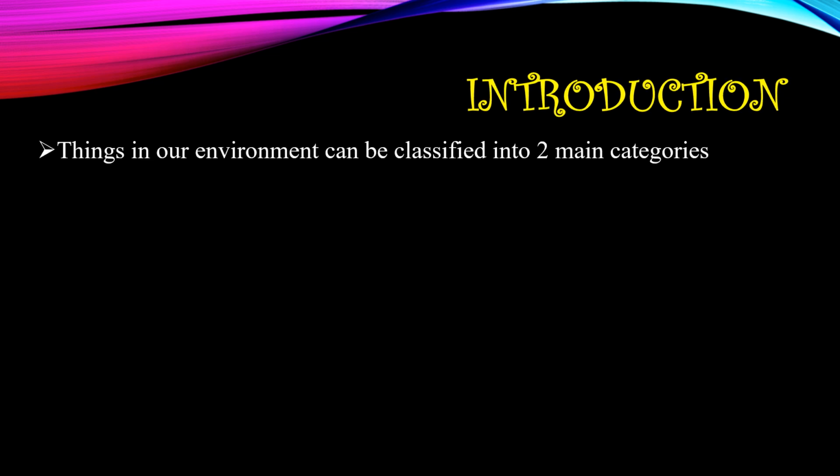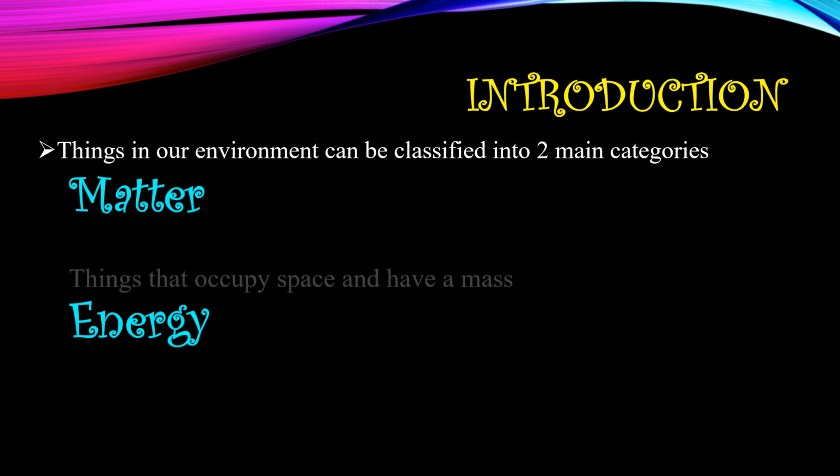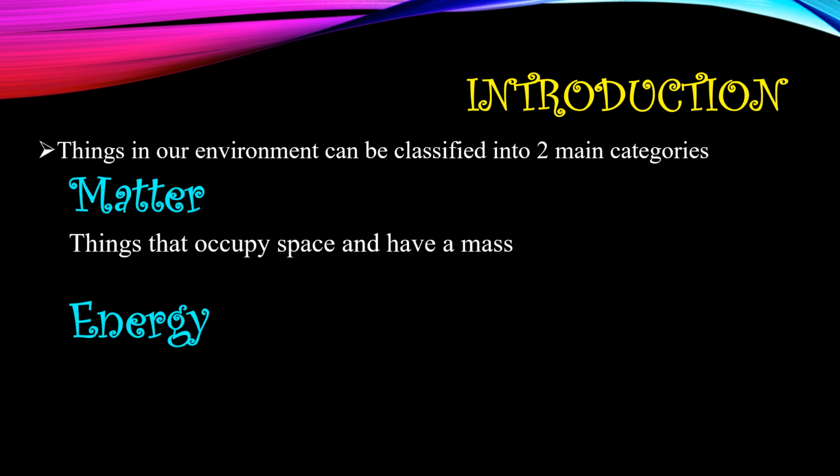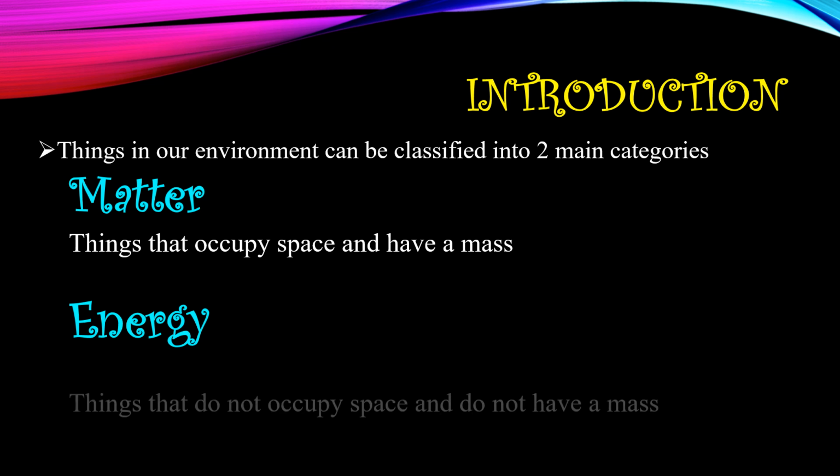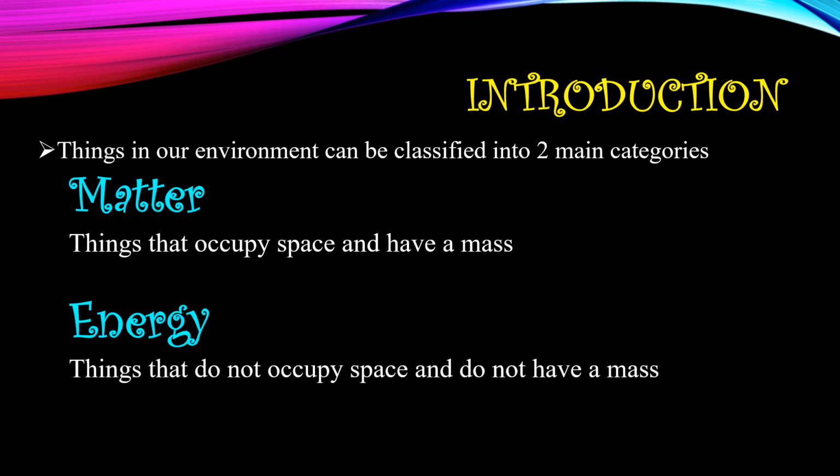Well, things in our environment can be classified into two main categories, as matter and energy. Matter are the things that occupy a space and have a mass. We will discuss about matter in detail. Energy are the things that do not occupy a space and do not have a mass. For example, light energy.